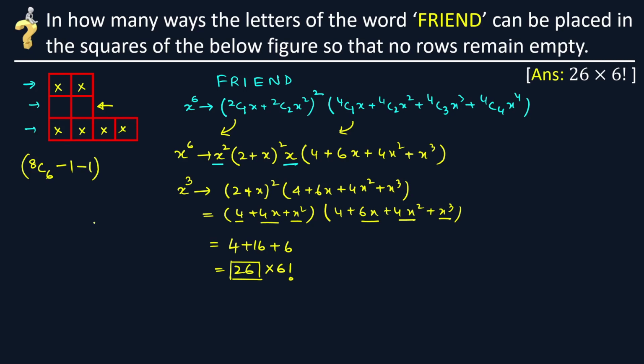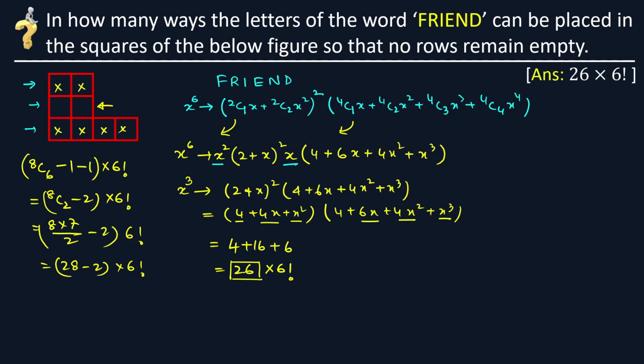And in every case, the 6 alphabets will arrange among themselves in factorial 6 different ways. So the total number of ways will be 8C6, which is the same as 8C2, minus 2, into factorial 6. 8C2 is basically 8 into 7 divided by 2, minus 2. So this is 28 minus 2 into factorial 6. That gives us 26 into factorial 6. The same thing.